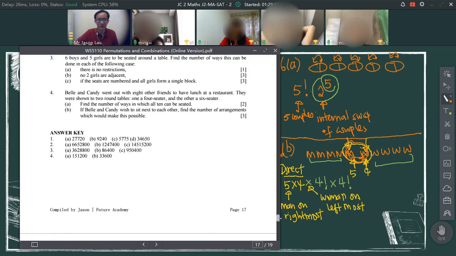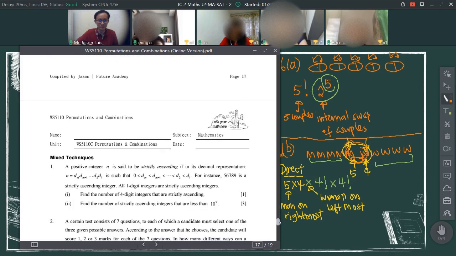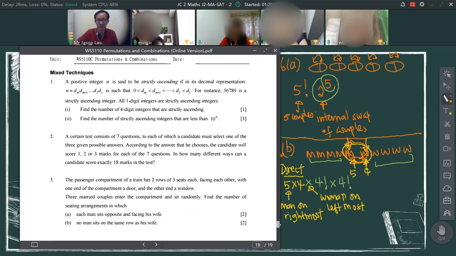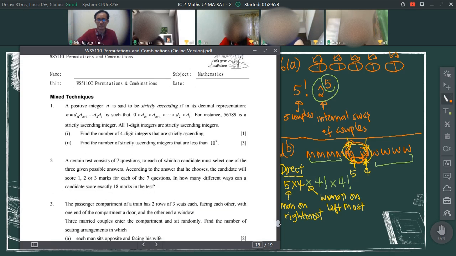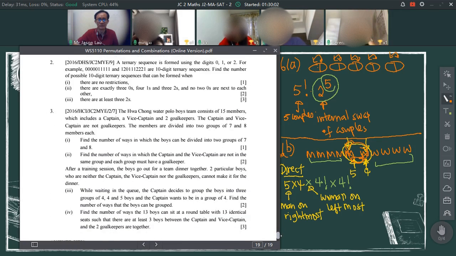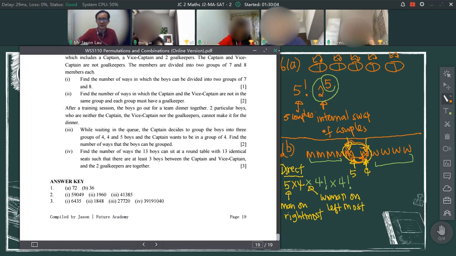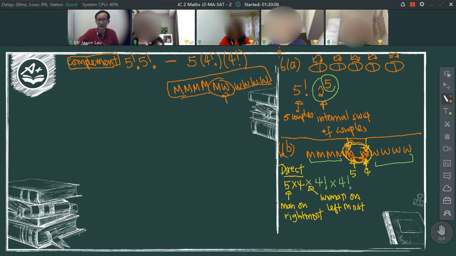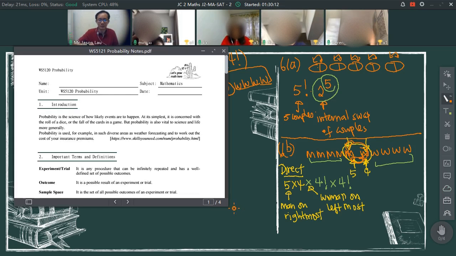So I stop here for this tutorial. Do you all have these questions, part C? Yeah, you can go and try already. Okay, and part B and so on. So I will discuss the next one with you. This one is on probability.